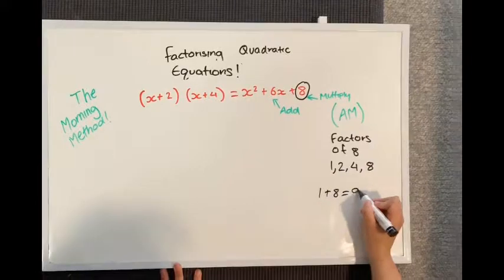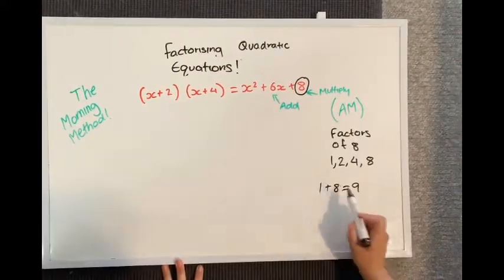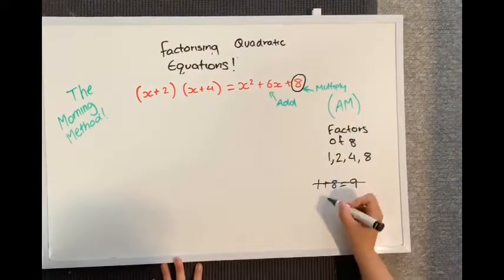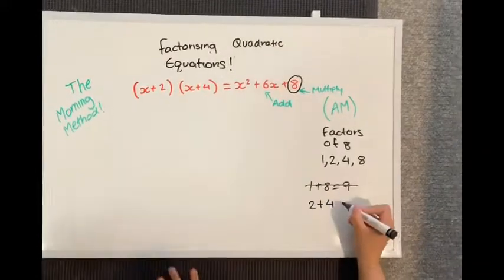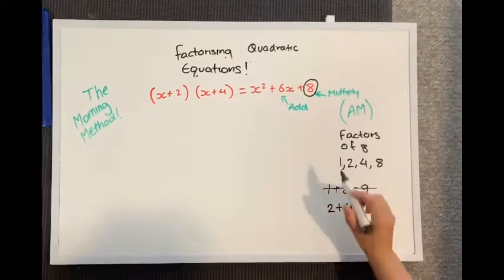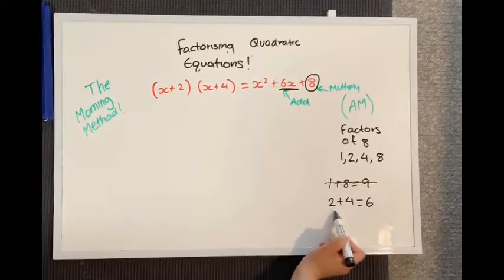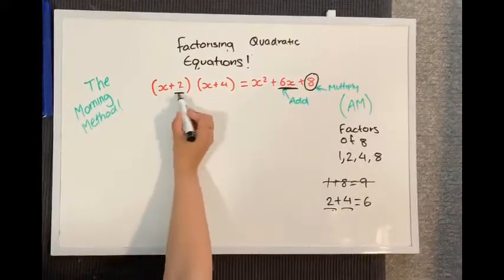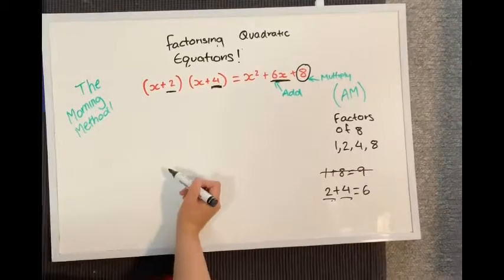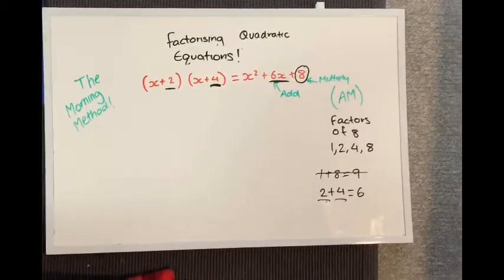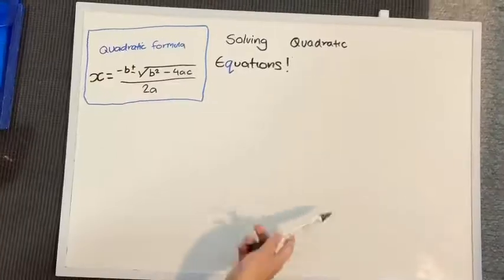Right now you can see that we've listed the factors of 8, and we are currently trying to find which ones will add up to 6. 1 plus 8 is equal to 9, and that will not work. 2 plus 4, however, adds to 6. So we know that 2 and 4 must be our two numbers. And as we can see, these have been put in the brackets. This is how to solve quadratic equations using the AM method.